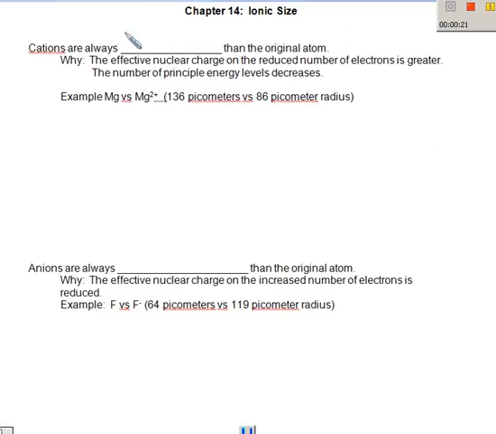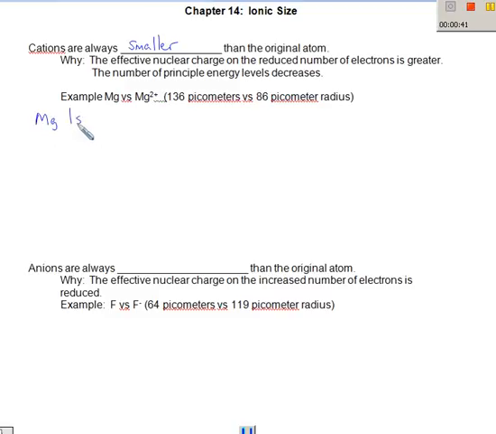So cations are always going to be smaller than the original atom. And let's take a look at why that is. We're going to compare magnesium to magnesium 2+. And let's first do the electron configuration for both of them.